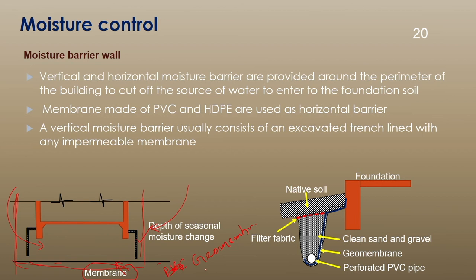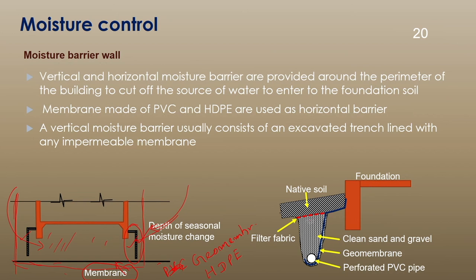Which will be made of HDPE, and a vertical moisture barrier can also be provided. So maybe we can provide this one with a concrete wall. These two, the vertical barrier wall and the horizontal barrier wall, will prevent the migration of water from the outside to the soil present below the foundation level.